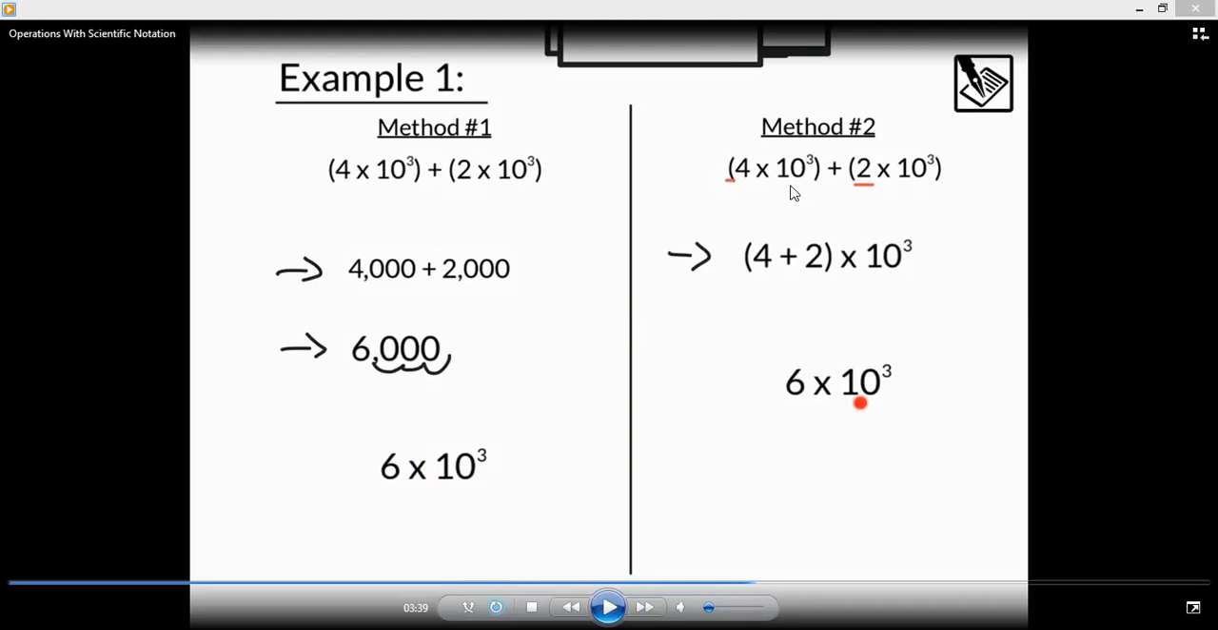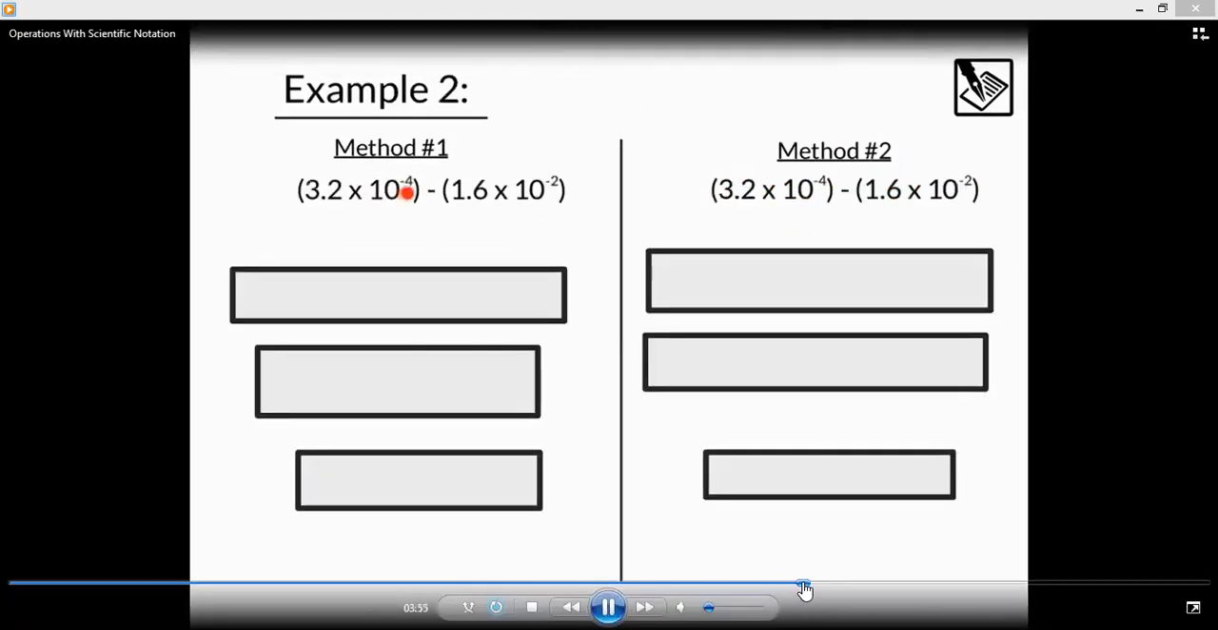When you remove 10 to the power of 3 from the first group, the remainder is 4. The sign between the two parentheses is plus. When you cancel 10 to the power of 3 from the second group, the remainder is 2. So the answer is 6 times 10 to the power of 3, and it's written already in scientific notation. So as I told you, we have two different methods to do operations with addition. This is another question.